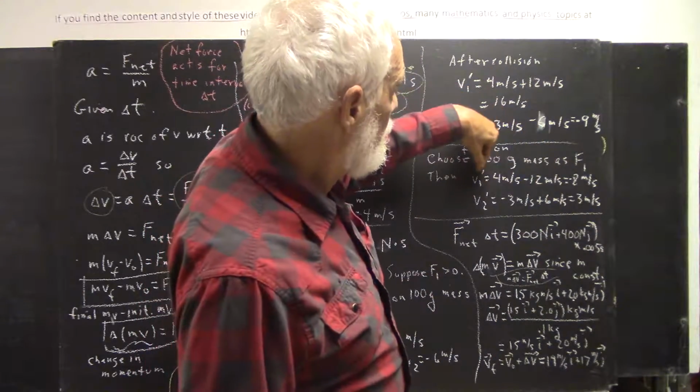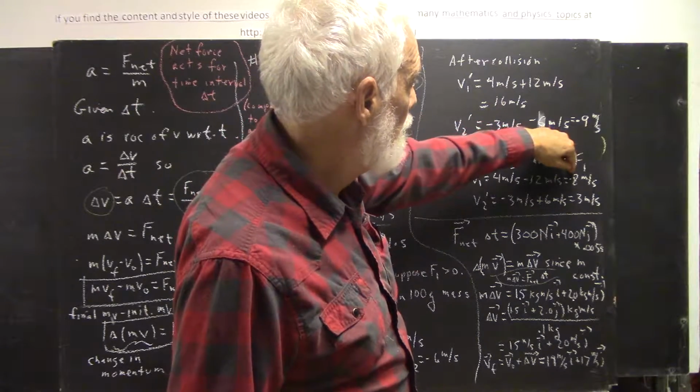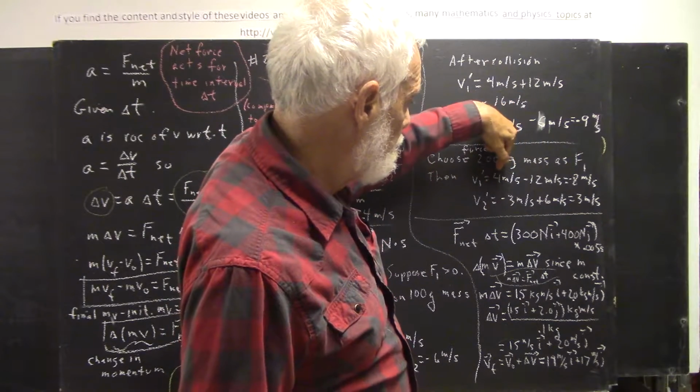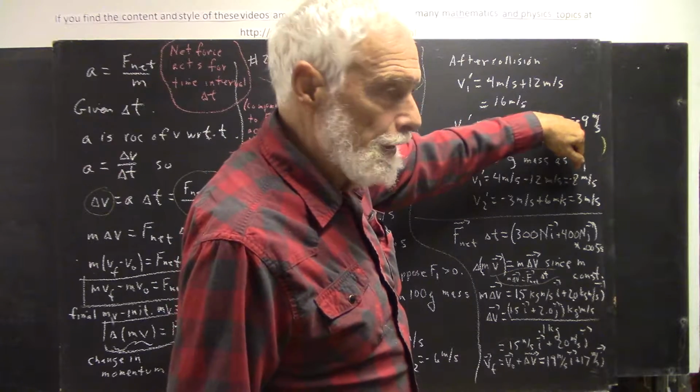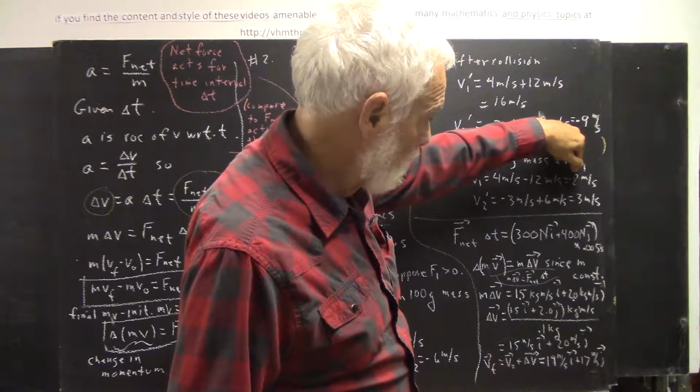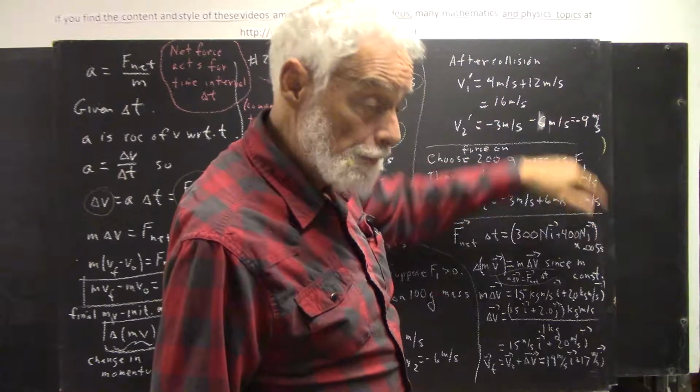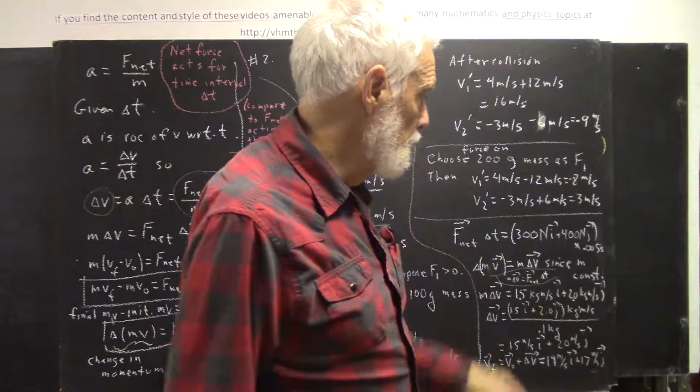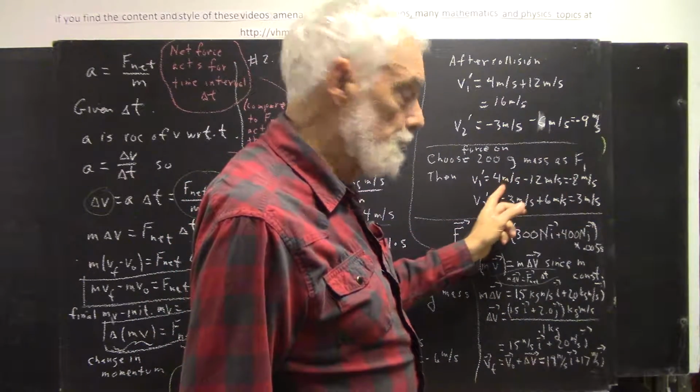Okay. The first object is moving faster than it was before collision. It started at 4 meters per second. It ends up with a speed of 8 meters per second. Now, the velocity is negative 8 meters per second, but of course that gets squared. So the square of this is bigger than the square of this.